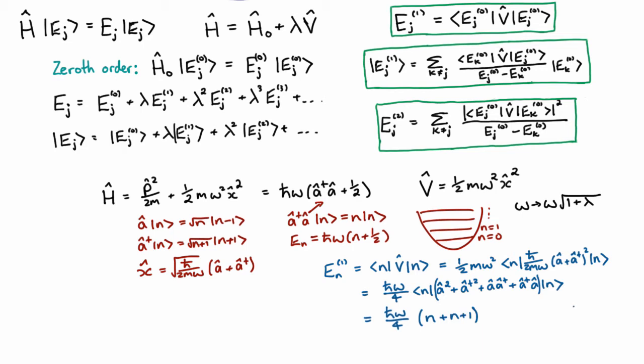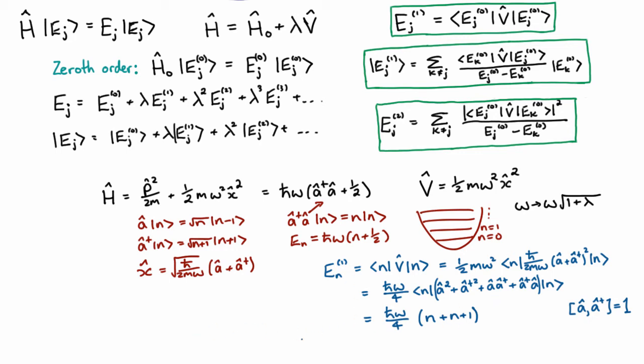And we can actually work that out using the commutator of A and A dagger if you want to. So the commutator of A and A dagger is 1. So I could replace this AA dagger with A dagger A plus 1, so it would be N plus 1, which is why it's N plus 1. And so there we go. That's the first order correction.